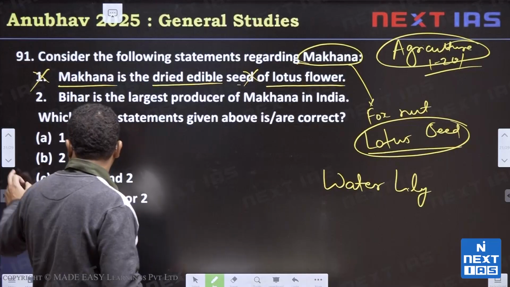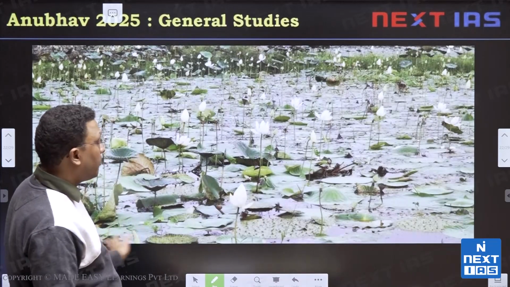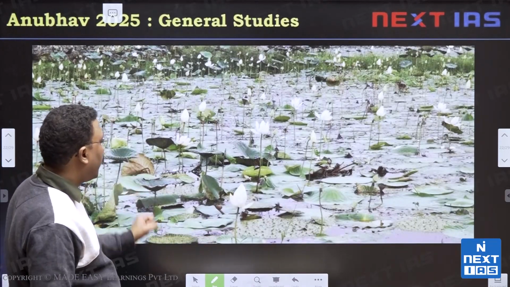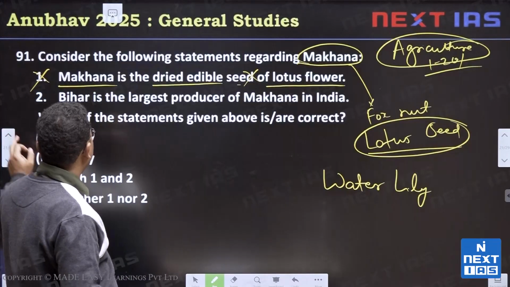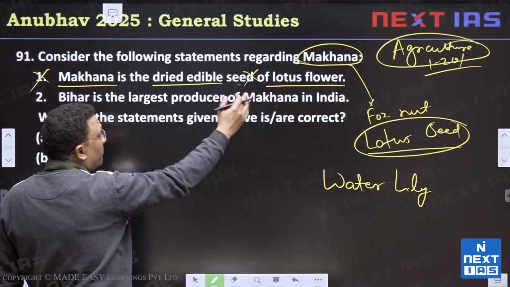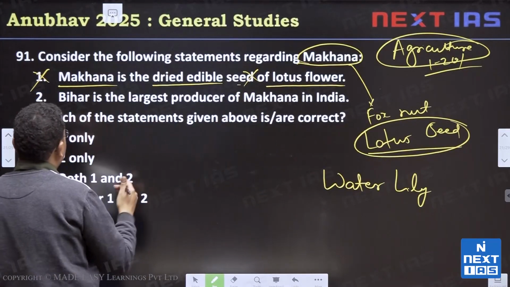And if I may show you makhana cultivation, these are water lilies from where makhana seeds are plucked and then dried, right? So the first statement is not correct. Makhana is the dried edible seed of water lily, not lotus flower.